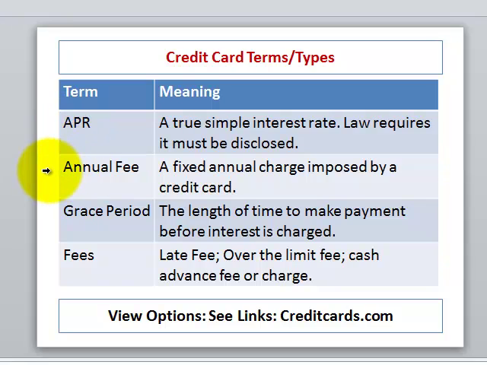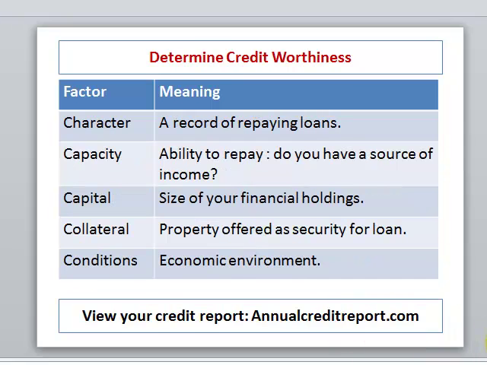Other items are annual fees, which is a fixed charge regardless of how much you use the credit card. The grace period is the length of time before interest starts being charged. Generally, it's 20 to 30 days before interest gets charged. And then there's all sorts of fees associated with credit cards: late fees, over-the-limit fees, cash advance fees. You want to understand and compare all these variables to decide which credit card, if any, is right for you. And again, there are great links. Creditcards.com allows you to compare them all. There are links on the Blackboard site.